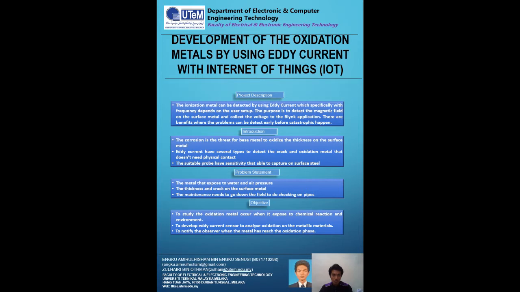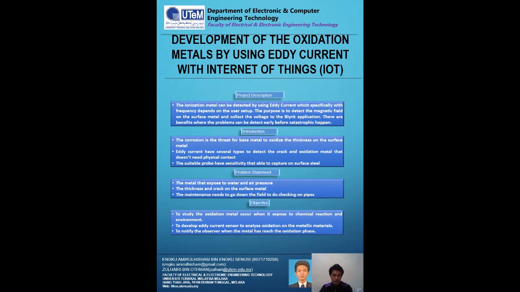The next one is the problem statement. So the first is the metal that exposed to water and air pressure. The second is the thickness and crack on the surface metal. And the last one is the maintenance need to go down the field to checking on pipes.